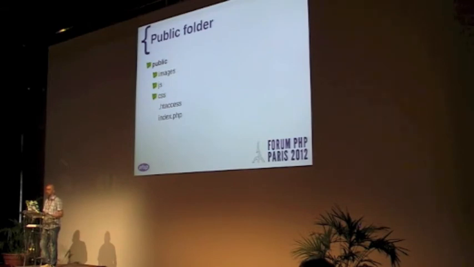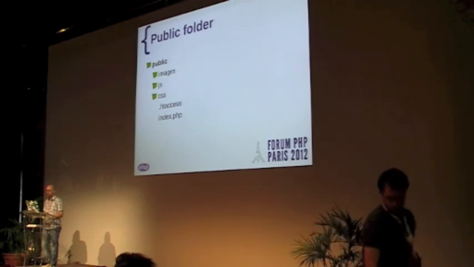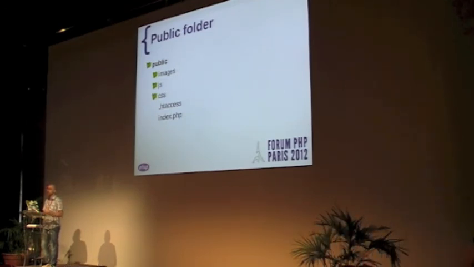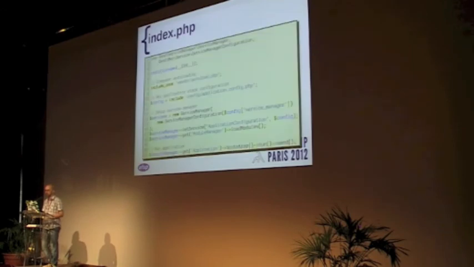We have, of course, the public folder. That is more or less the same as Zend Framework 1. You have a couple of subfolders to manage images, JavaScript, CSS, so static files. You have the .htaccess file that is the same as Zend Framework 1, so we didn't change anything. And we also have the index.php, that is the only file that you have to publish in the web server folder.